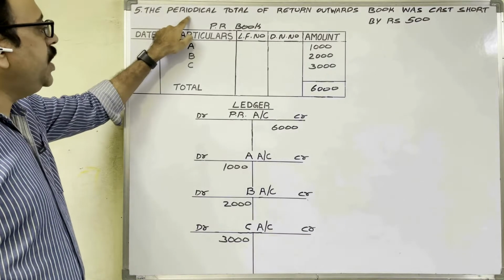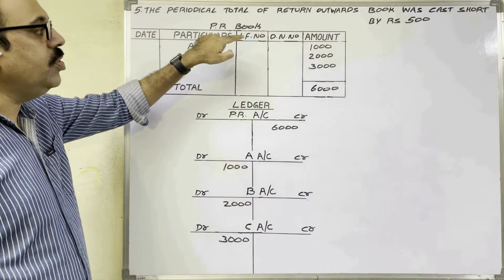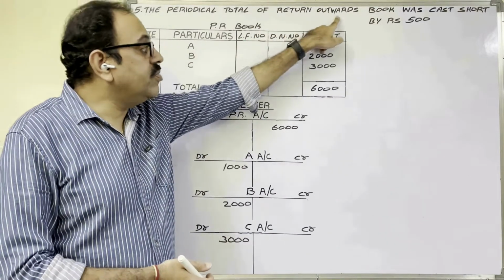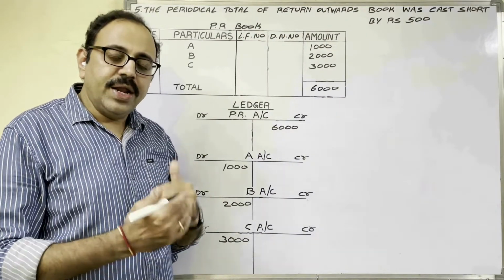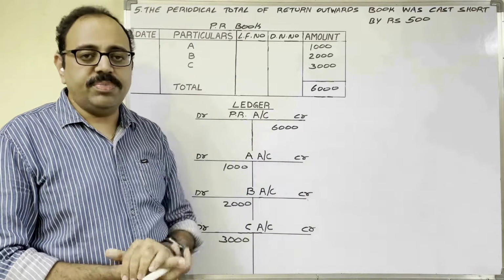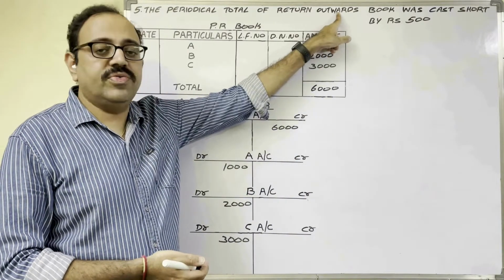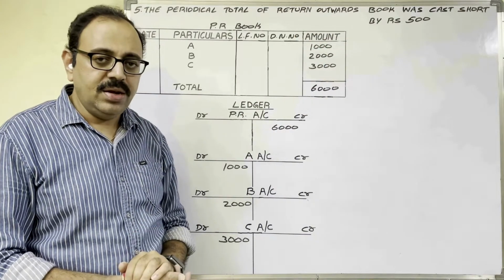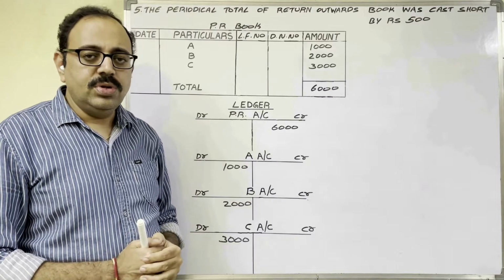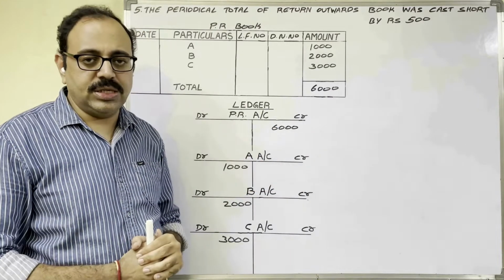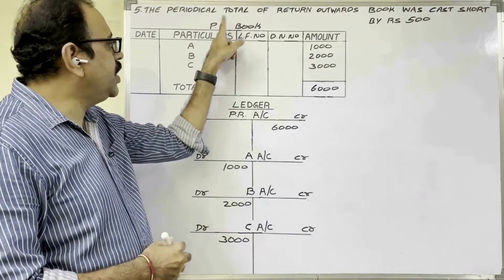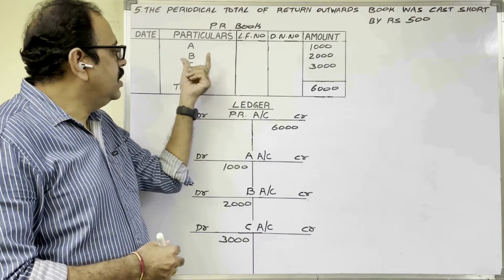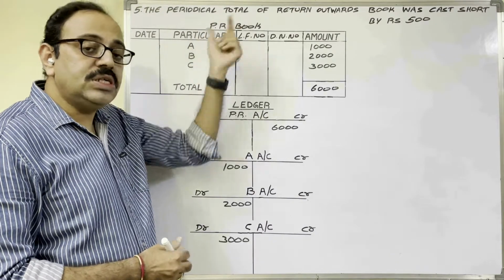Fifth one, the periodical total of purchase returns (returns outward) book was cast short by 500 rupees. Returns outward book: we are returning goods and the goods are going out from the firm. That is the meaning of outward. Once we purchase goods from suppliers on credit, some goods are defective, so the firm returns these goods to suppliers. Assume the firm returned goods to 3 suppliers A, B, C. Then the firm records these details in the purchase returns book.